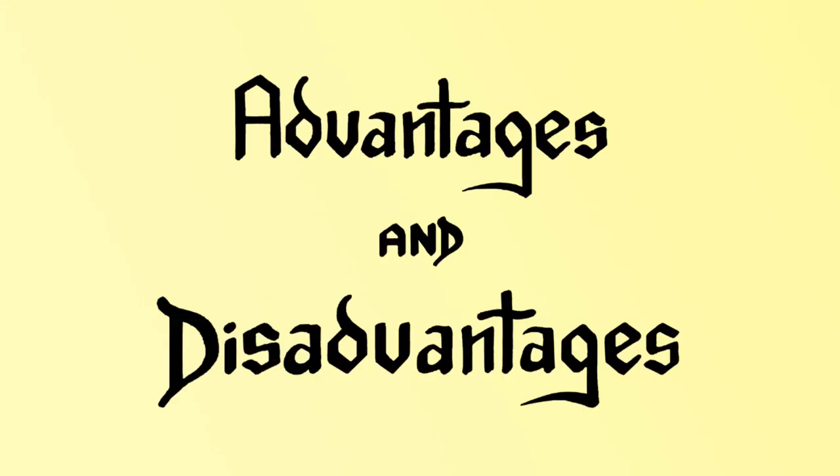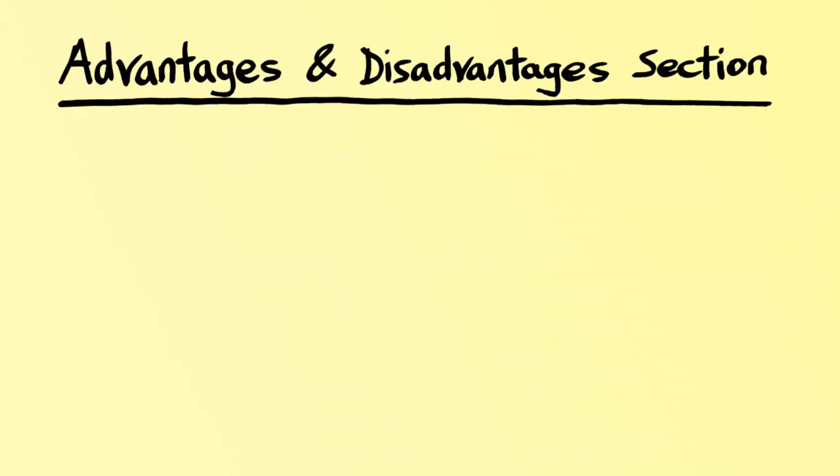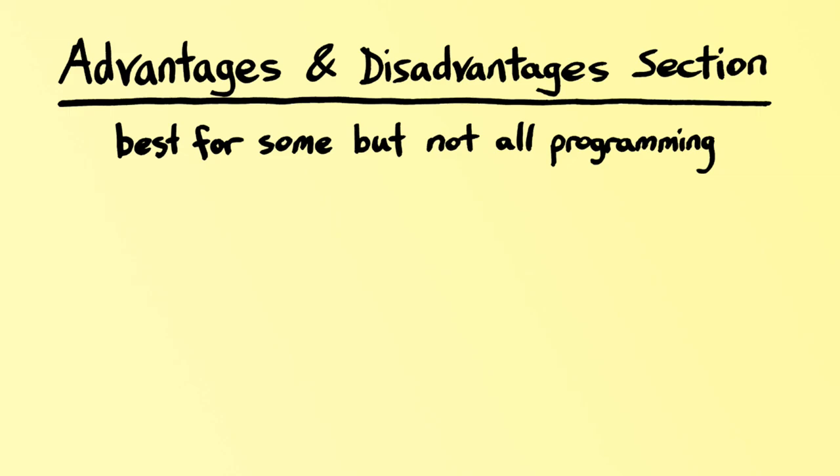And with that, we begin the last and the biggest section, on the advantages and disadvantages of functional programming, plus supporting arguments. A quick preview of this section. First, the most important idea relating to advantages and disadvantages. As I said in the introduction, I am not a functional programming supremacist, and functional programming is the best thing for some but not all programming tasks. And there's some discussion of that.